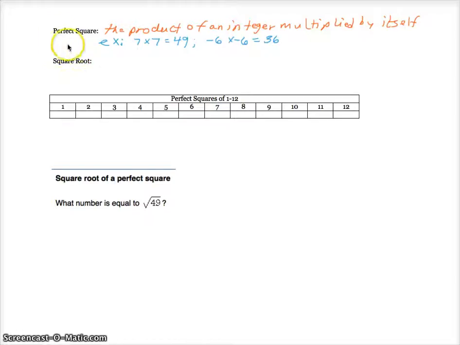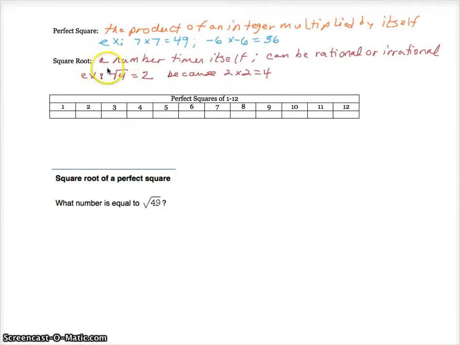And the next thing we need to look at is the square root. And the square root is essentially the number you multiply by itself to get the product. So let's look at that definition and a couple of examples really quick. Alright. A square root is a number times itself that gives you a product. And we're just going to look at it as a number times itself.